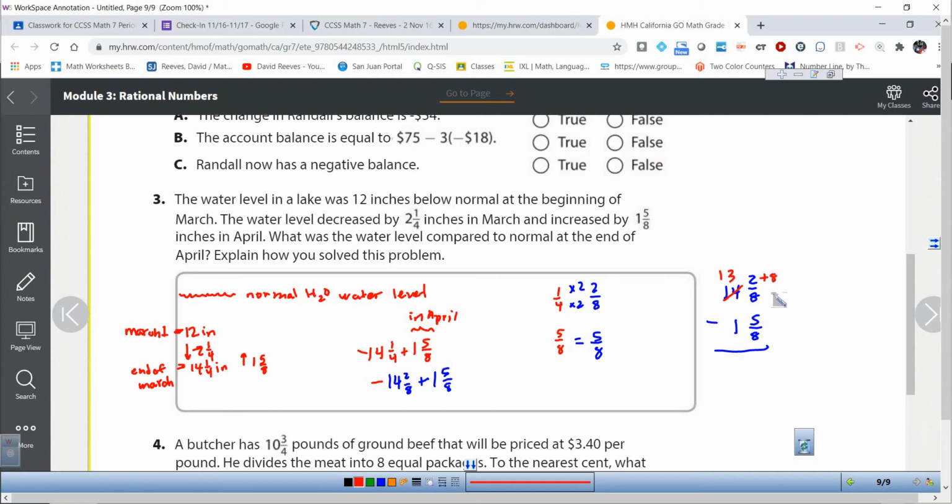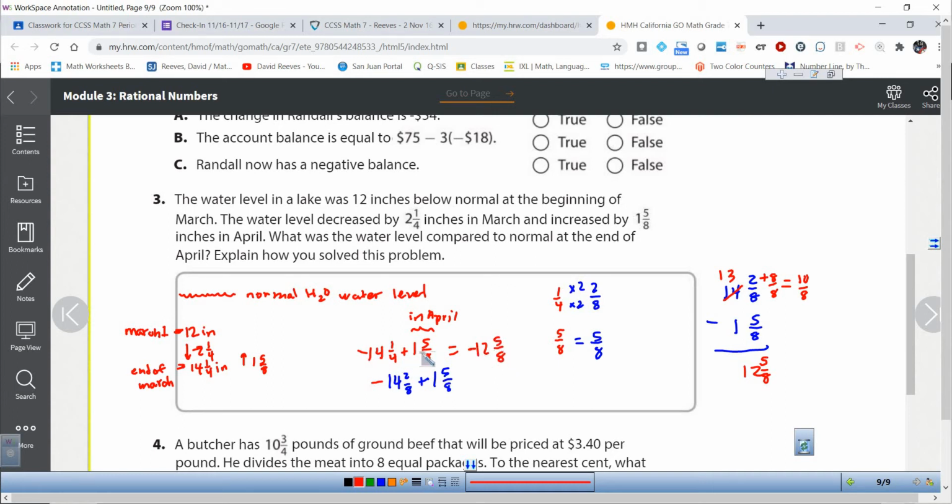I add 8/8, and that gives me 10/8, right? All right. So now, since I added those extra 8/8, now I can go 10/8 minus 5/8 is 5/8, and 13 minus 1 is 12. All right, so when we put this together, the answer we get is a negative 12 and 5/8.